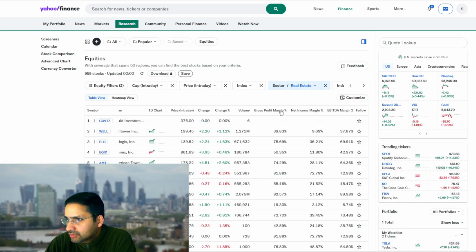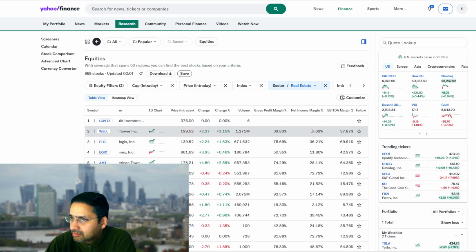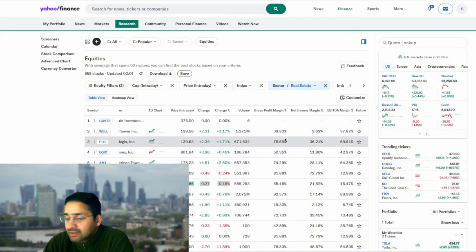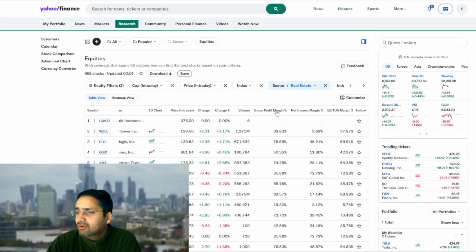So you'll see the gross profit margin is huge. However, when it comes to net income margin, it's nearly less than half of it, or sometimes 1/4, 1/5 of the gross margin. And that is because the real estate industry relies heavily on debt, so a lot of the profit goes away in servicing the debt.